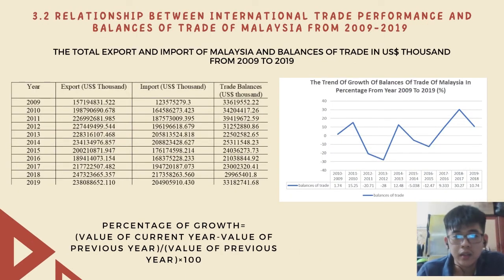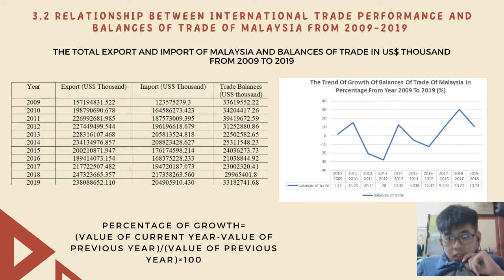This slide is about the relationship between international trade performance and balance of trade of Malaysia from 2009 to 2019. Based on the table and graph, the balance of trade in Malaysia in 2009 was recorded at the value in the first column of the table. Later in 2010, the balance of trade increased. The growth of balance of trade between 2009 and 2010 was 1.74%.